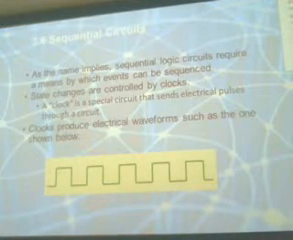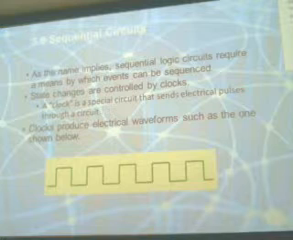Power consumption and heat, right? Those are the things we talked about that are really important to chip design.